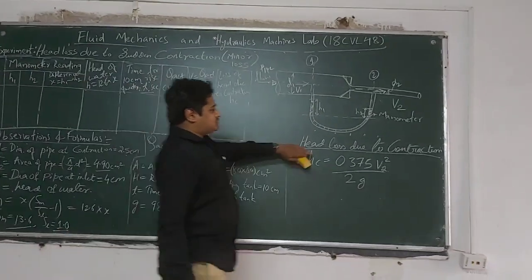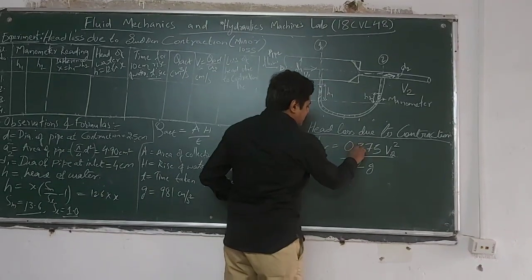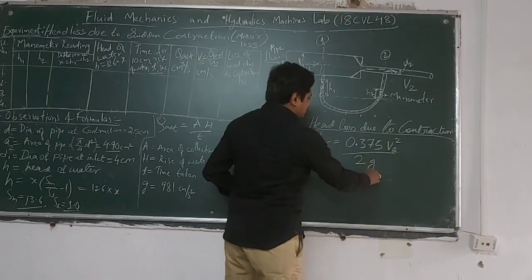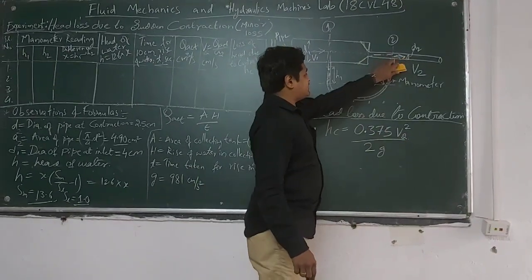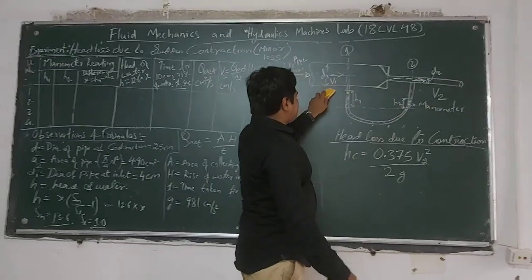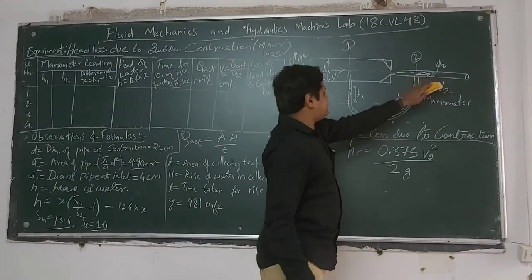For head loss due to contraction, we have a standard formula: H equals 0.375 V2 square by 2g. What is this V2? This is nothing but the velocity in the contraction. We have V1 and V2. V1 is the velocity of water in the normal pipe and V2 is the velocity of water in the contracted pipe.